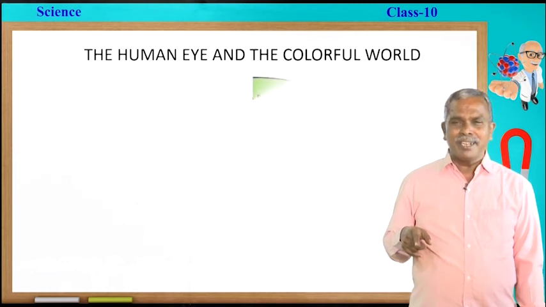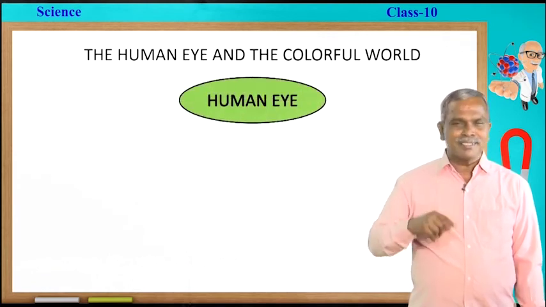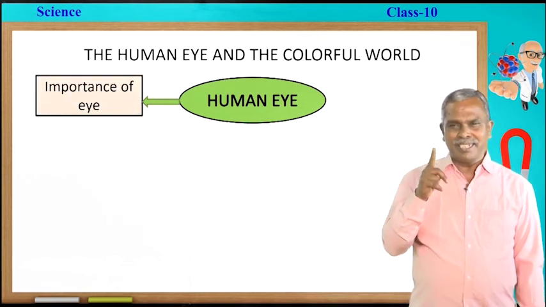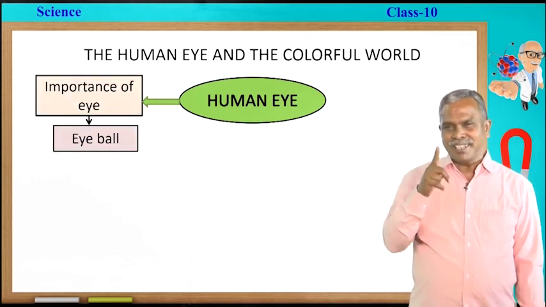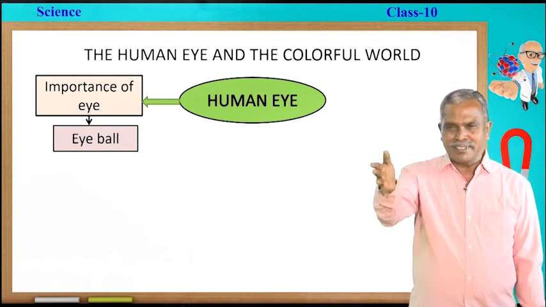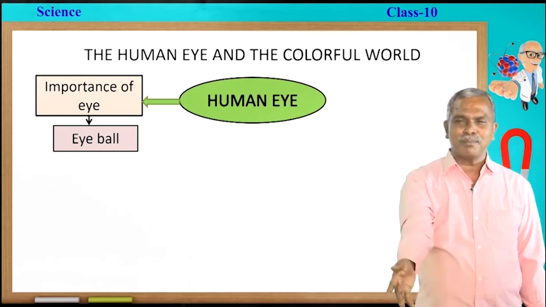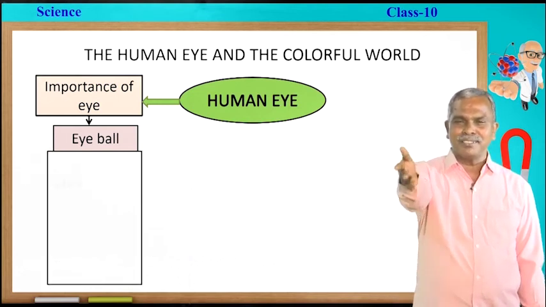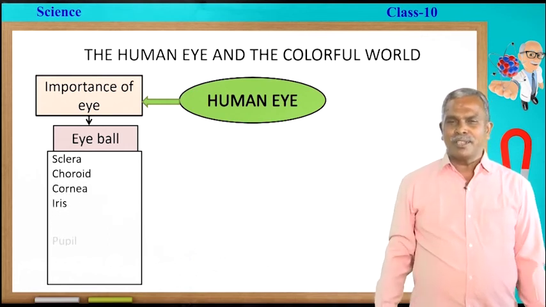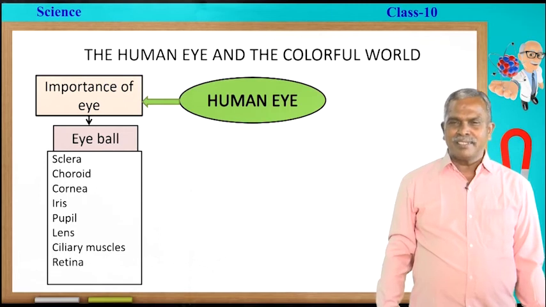The human eye and the colorful world. First, let us take human eye. Yes, importance of the eye. Next, eyeball. As soon as I say the eyeball, already you started saying, sir, I know, sir, what are the things which are present in the eyeball? Okay, these are the things present in the eyeball. Sclera, choroid, cornea, iris, pupil, lens, ciliary muscles, retina.